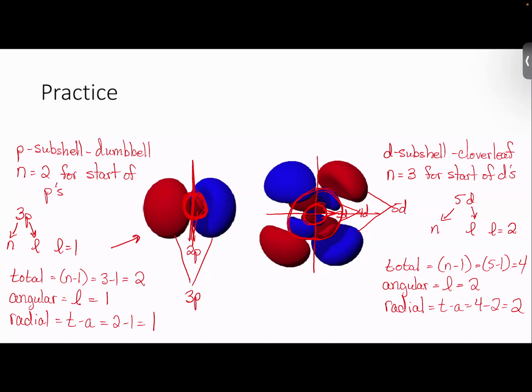Questions? Again, you don't have to be able to draw where the radial nodes are or the angular nodes. I'm trying to illustrate them so that you see why there are the numbers they are, but you just have to be able to tell me how many of each there are. Questions?